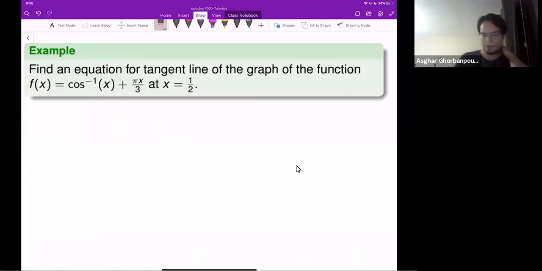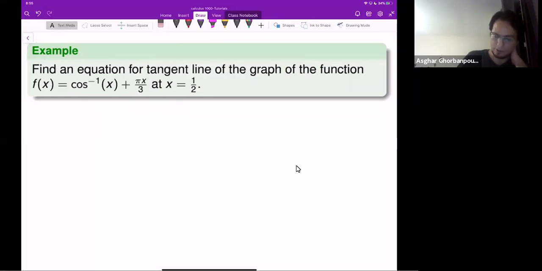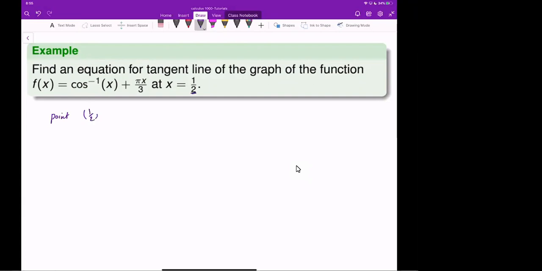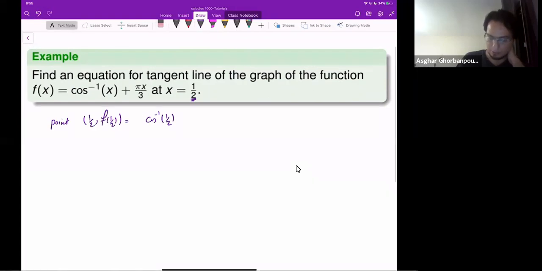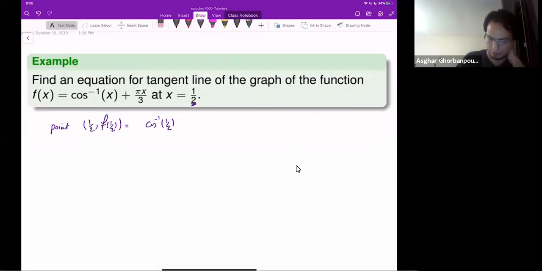Okay, here we are trying to find an equation for the tangent line. I need a point here. So the point is always the point of tangency, where you put x, whatever the value is there, and then f of x. So the first component is 1 over 2. The second component is cosine inverse of 1 over 2 plus pi times 1 over 2 over 3.